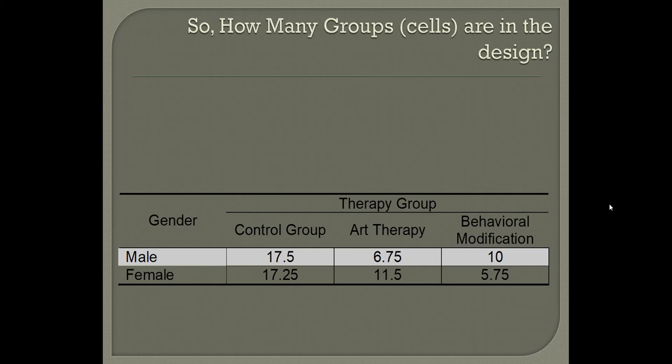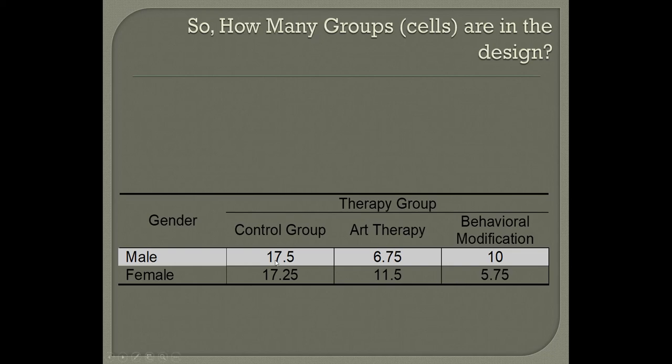So as you can see in this hypothetical design, there are 6 cells in the design. So there's 6 basically possible combinations of these 2 variables. We have control group male, art therapy male, behavior mod male, and we have control group female, art therapy female, and behavior modification female. Right. So in a 3x2 design, there are 6 possible conditions.